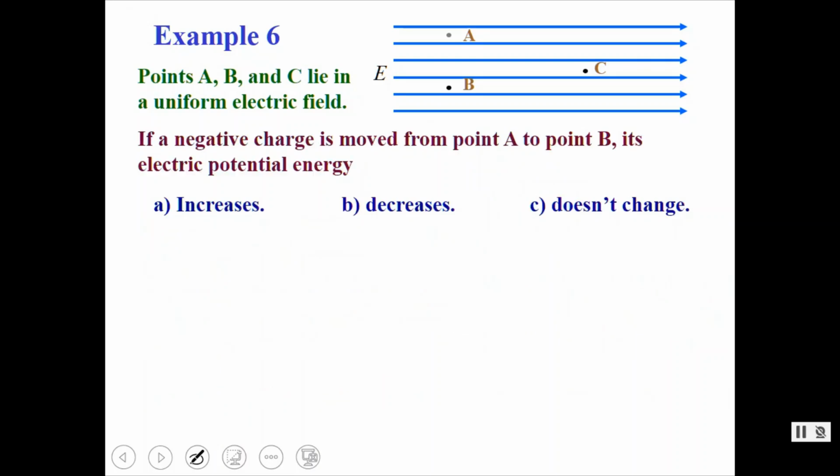All right, here's another one. Negative charge is moved from point A to point B. Its electric potential energy will do what? Pause, think about it. Start it up when you're ready.